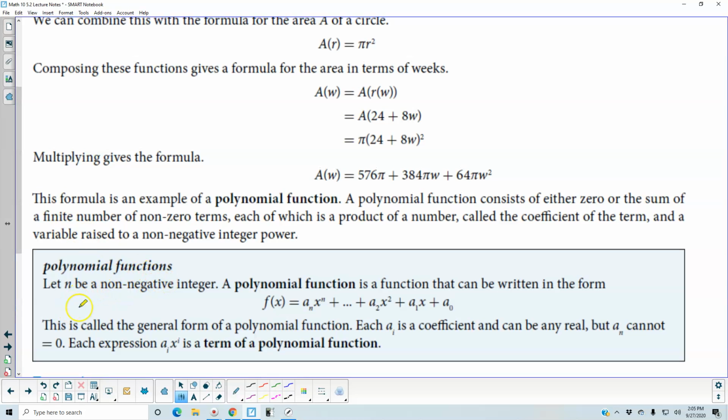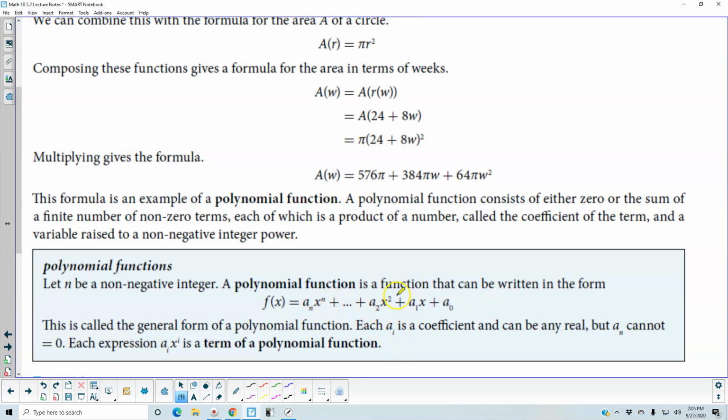Polynomial functions. If we let n be a non-negative integer, a polynomial function is a function that can be written in the form f of x is equal to a subscript n x to the n plus and so on, plus a subscript 2 x squared plus a subscript 1 x to the first power plus a subscript 0. This is called the general form of a polynomial function.